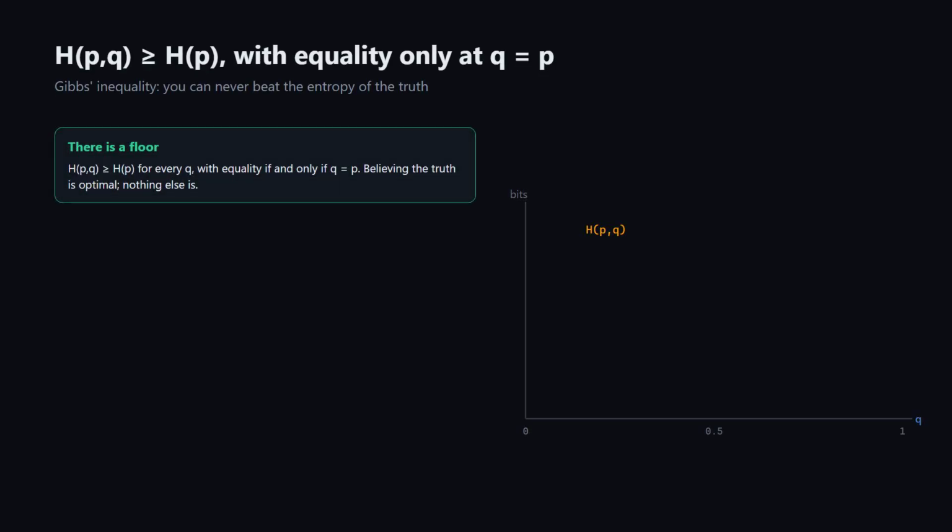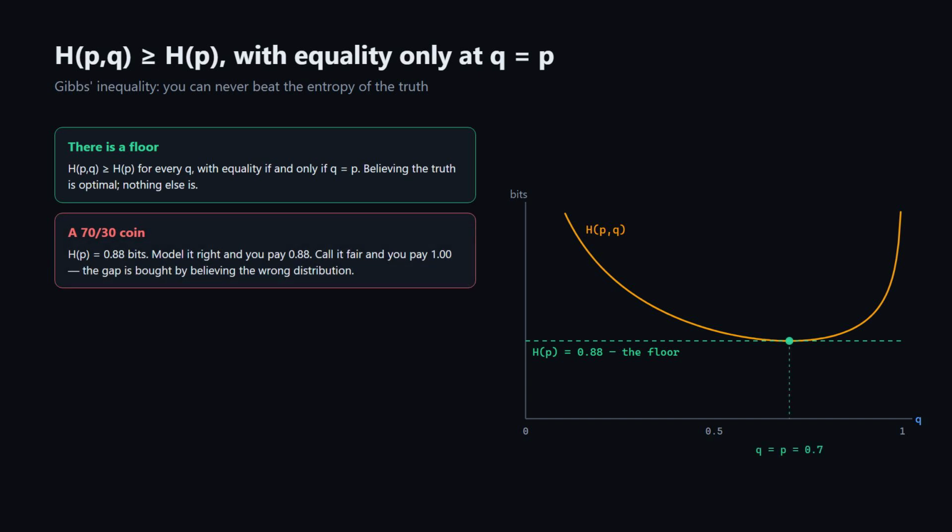Now the central fact. Cross-entropy is never smaller than entropy. H of P, Q is at least H of P, with equality if and only if Q equals P. That is Gibbs' inequality. Make it concrete with a coin that lands heads 70% of the time.